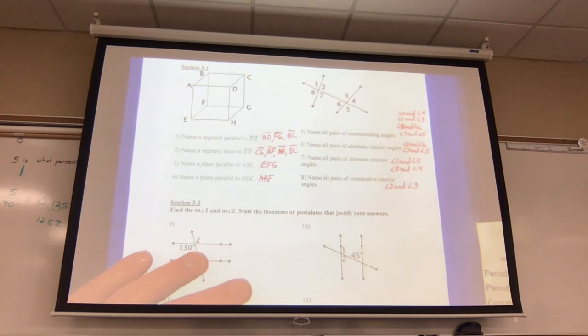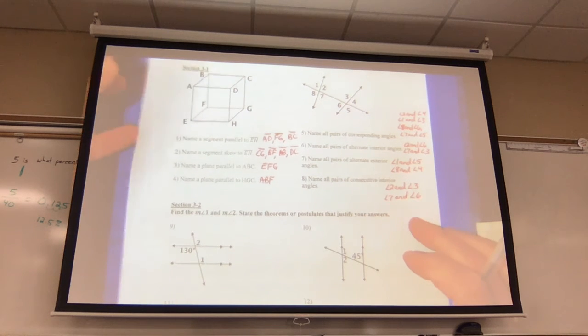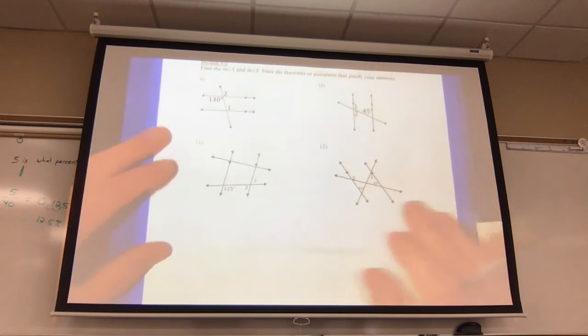And what would be our other option for consecutive interior angles here? 7 and 6, yeah. 7 and 6 are both inside the two lines being intersected, same side of the transversal. Are there any questions with those? Okay, let's go down to 9 through 12.